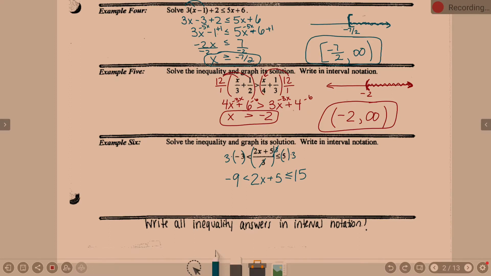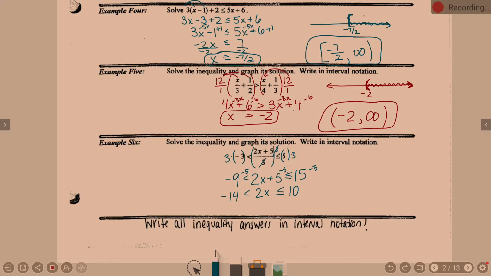And okay, if it's 2x plus 5, just like you would normally, get rid of the 5. Now that means I'm subtracting 5 in 3 places, yes? Negative 9 minus 5 is negative 14, less than, still a 2x in the middle, 5 minus 5 cancels, less than or equal to, 15 minus 5 is 10.